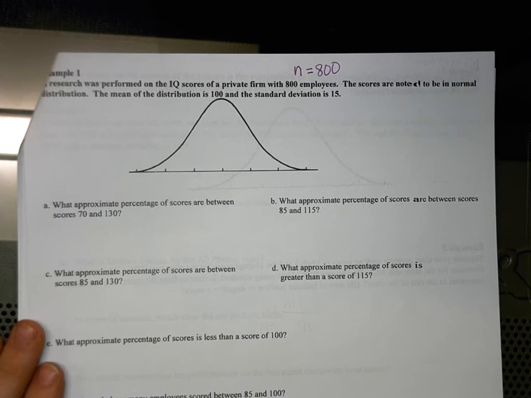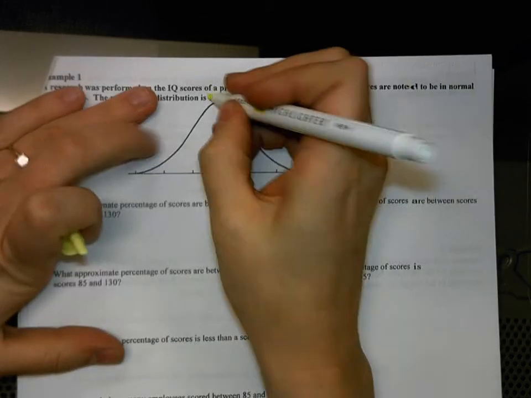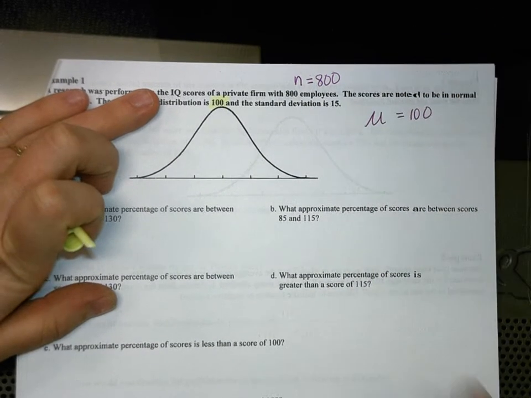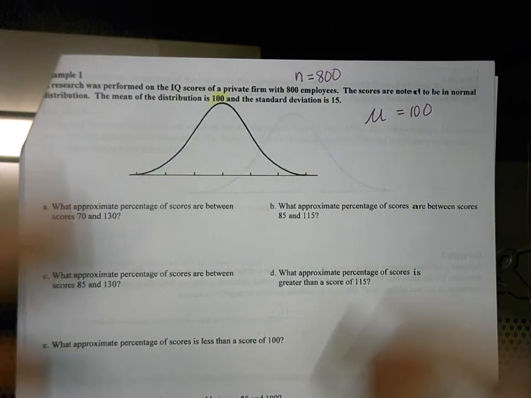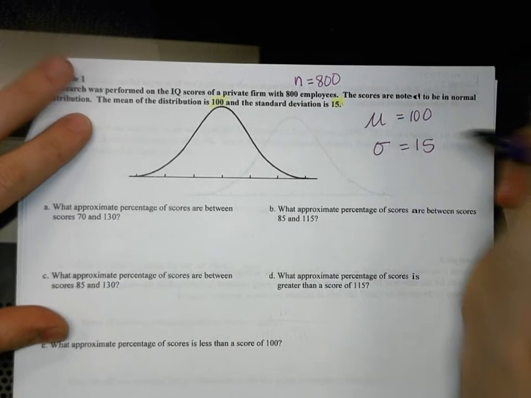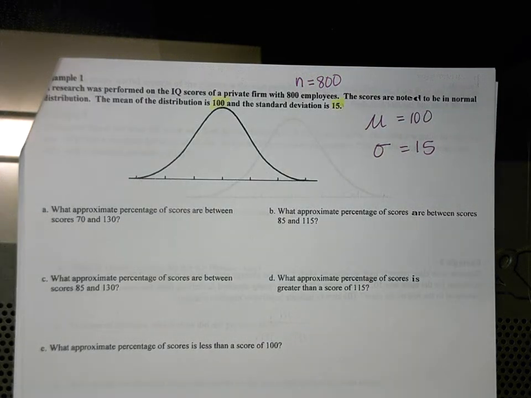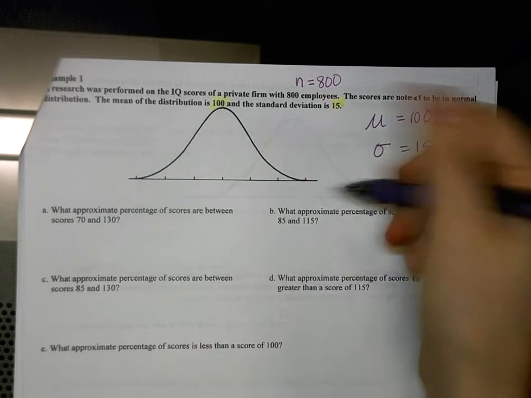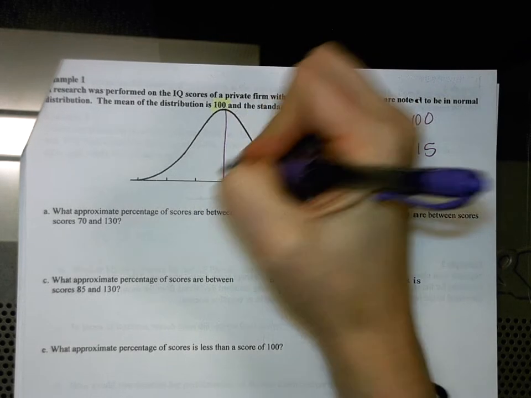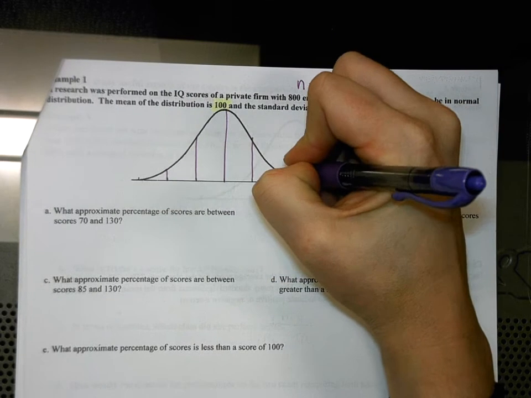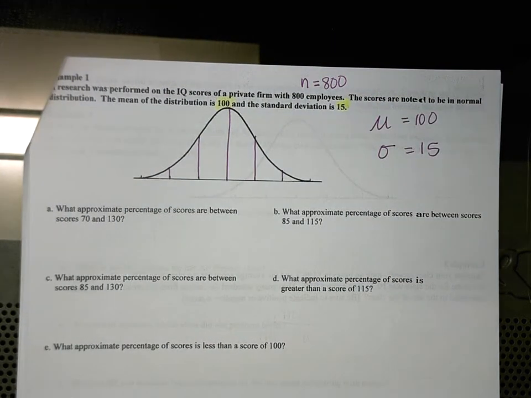The mean of the distribution is 100. I'm just going to write down our mean equals 100. Make sure you're using your symbols to get used to that. And the standard deviation is 15. Okay. So we're just going to split all this up. So all these lines that are here, you can go ahead and draw them straight up, because we are going to do the area under the curve for each of these. And we want to fill in our values.